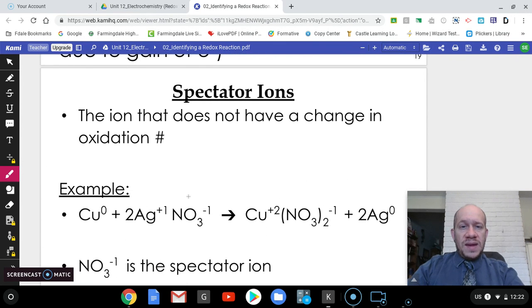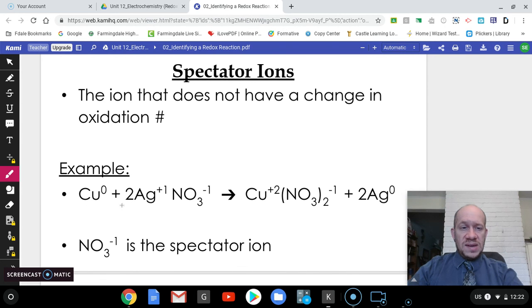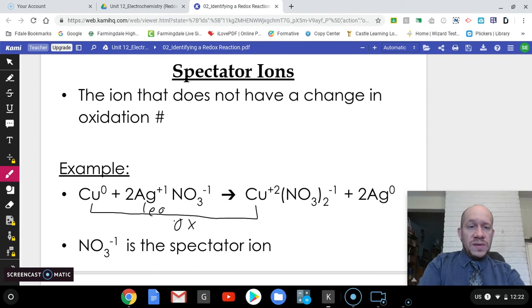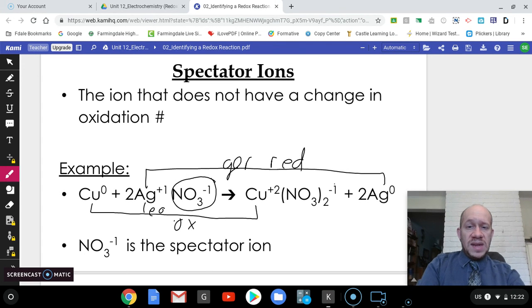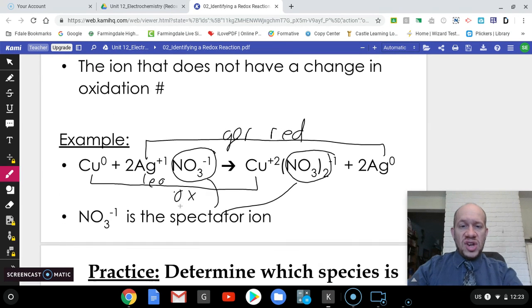So there is one thing you may have noticed. Some of the ions don't change their oxidation state, even if the other ones do. These are what we call spectator ions. It's the ion that does not have a change in oxidation number. So for example, in this single replacement reaction, copper is changing from a 0 to a +2, so I have a loss of electrons, so I have oxidation. Silver is going from a +1 to a 0, so I have a gain of electrons, and this is reduction. But if you notice, nitrate is -1. That is my spectator ion. Its oxidation state did not change.